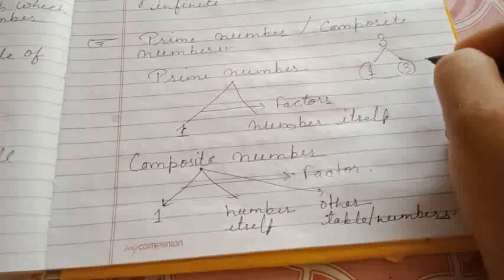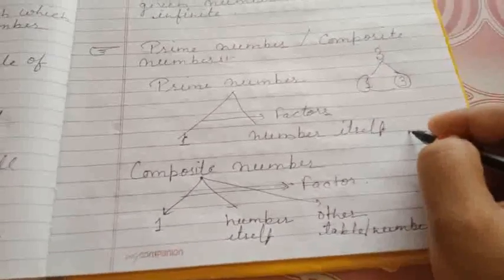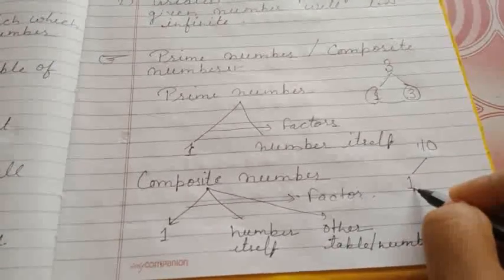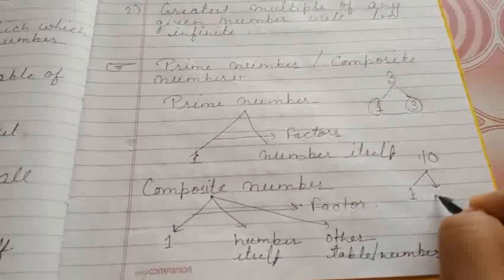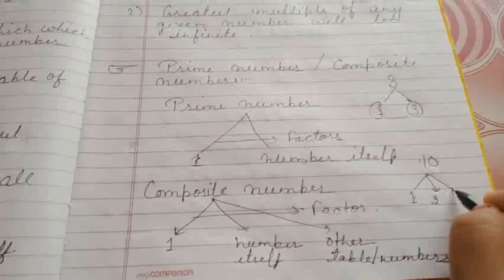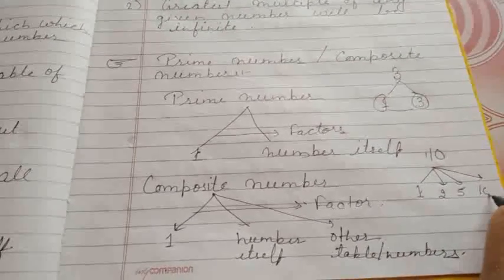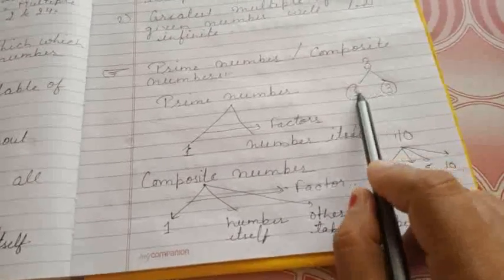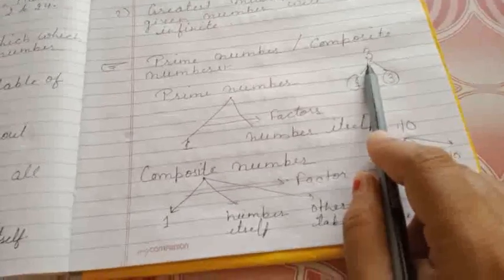If I talk about 10, which I have written here, 10 is coming in 1's table also, 10 ones are 10. 10 is coming in 2's table also. 10 is coming in 5's table also. 10 is coming in 10's table also. So when a number has only two factors, that is 1 and the number itself, that is called a prime number.